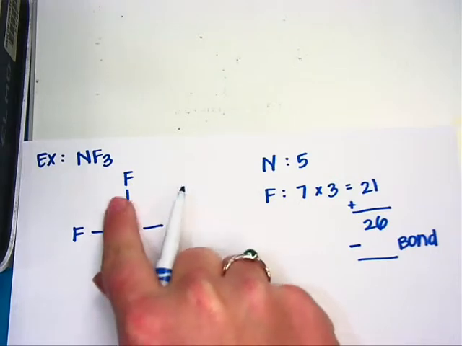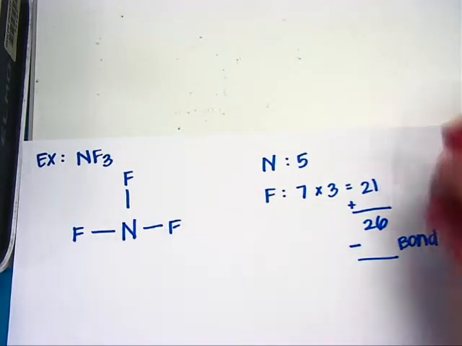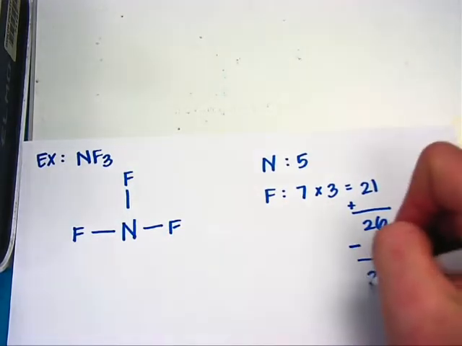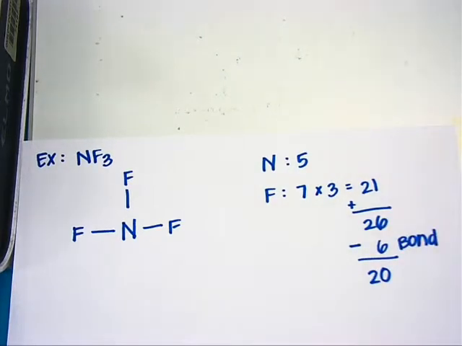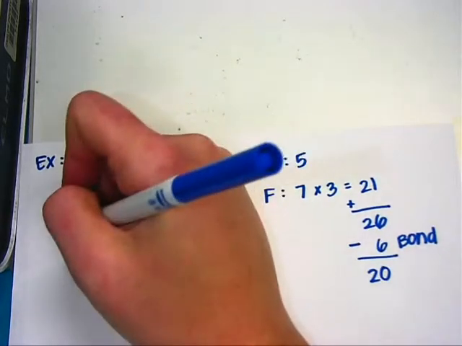I have 2, 4, and 6. So I'll subtract those 6, which gives me 20 electrons left to give away. Those 20 electrons are going to go to the most electronegative element first, which would be fluorine. And I'll spread them out as I go.